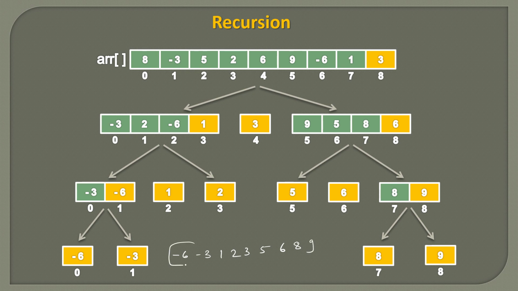So you see that this would be our finally sorted array, and if you see the indexes of all the elements from 0 to 8, you will see that at 0 we have minus 6 like this. At index 1 we have minus 3 sorted. Index 2 we have 1. At index 3 we have 2. Index 4 we have 3. At 5th index we have 5. 6th index 6. 7th index we have 8. And at the 8th index we have 9. So here you can see how this recursion and this partitioning is helping us to perform the quicksort.